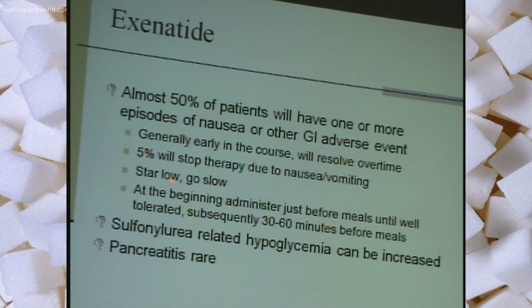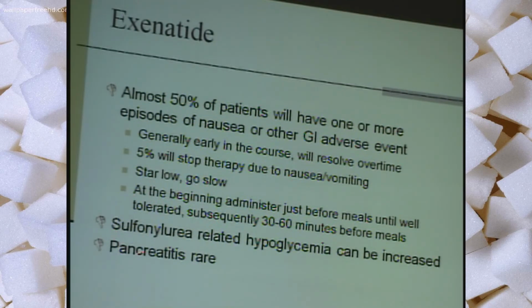The key is to start low and go slow. You have to start at the lowest dose, that is 5 micrograms sub-Q once a day, and then titrate it up as the patient tolerates it. It should be given just before meals at the beginning, so the patients are not distended by the time they start eating.